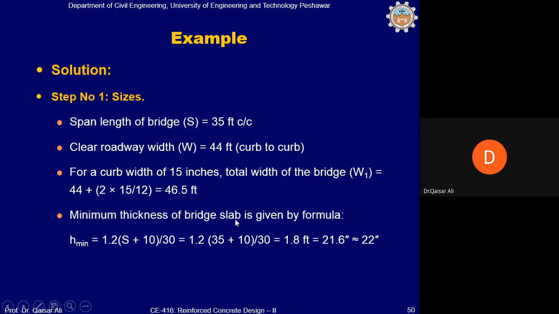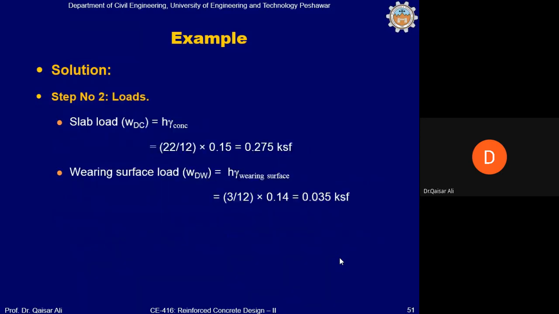Minimum thickness of bridge slab is given by the formula 1.2 times S plus 10, divided by 30. S is 35, so 1.2 times 35 plus 10 gives us 1.8 feet or 21.6 inch. So a 22-inch thick slab shall be provided for a span of 35 feet bridge. With this slab thickness, we will calculate the slab load: 22 divided by 12 into 0.15. So it will give us 0.275 kip per square foot.